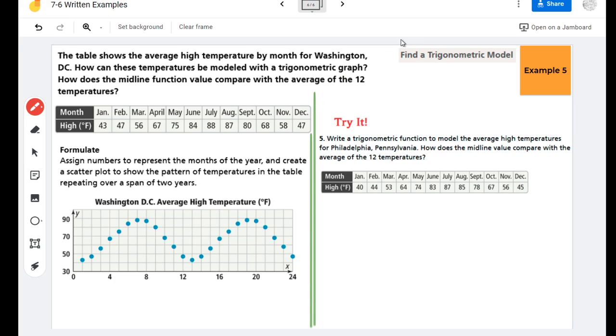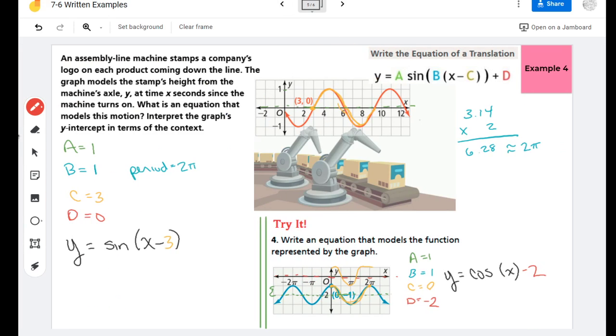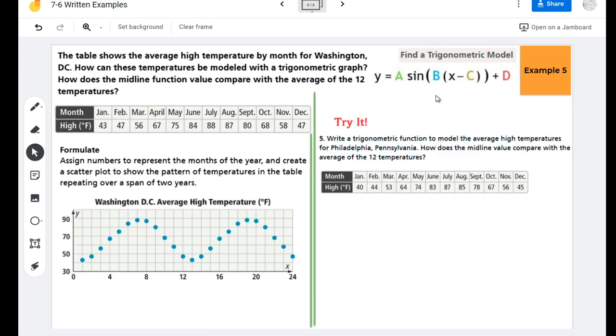So remember our general form of the equation. What we're going to be doing is trying to figure out A, B, C, and D, and then, from there, just fill it in to write the equation. That's kind of the name of the game, okay?